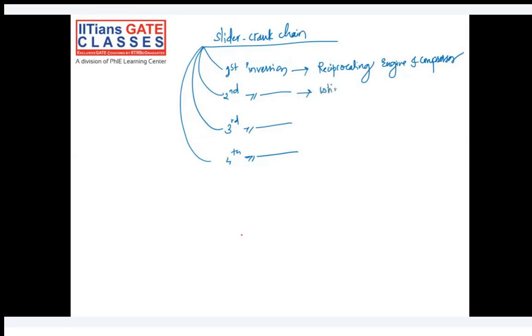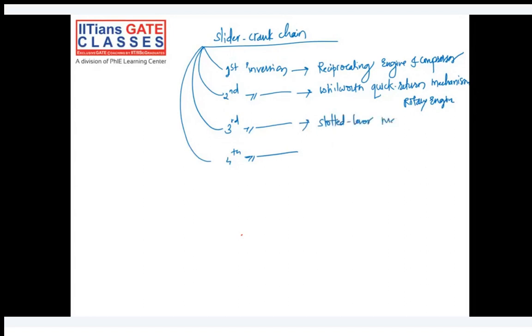Here in the third inversion, basically we are fixing the coupler, and we can have examples of the oscillating cylinder engine or slotted lever mechanism. And in the fourth inversion, we are fixing the piston itself, and the hand pump is an example. Okay. This topic is more or less theoretical. In the Whitworth quick return mechanism, we just have one formula of quick return ratio. Apart from that, the rest of the topics are more or less theoretical.